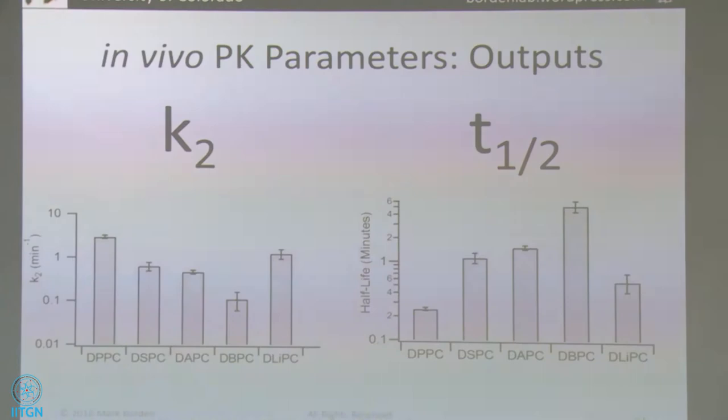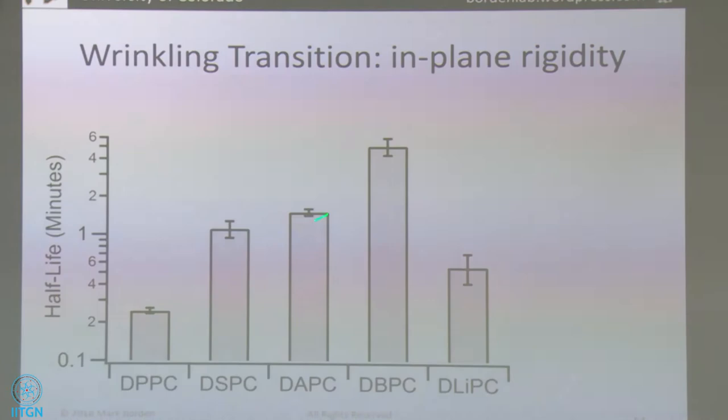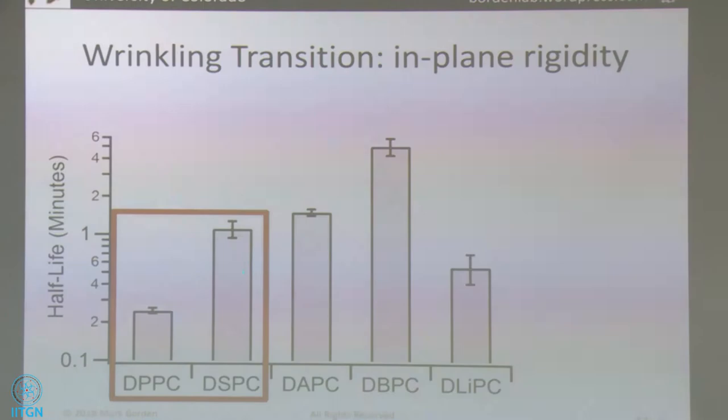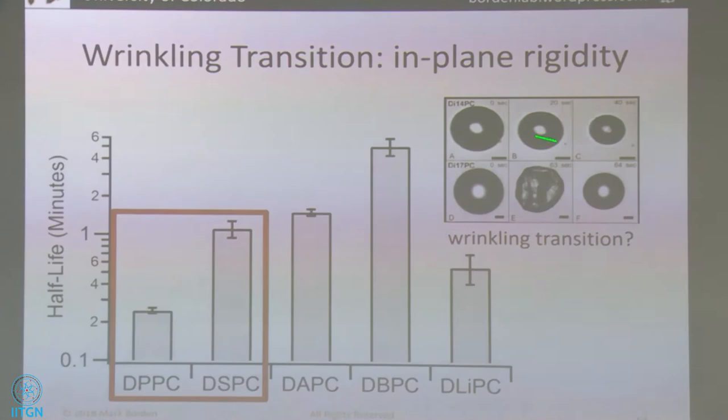Here's the elimination. You can see that the elimination rate is decreasing. That's a log scale. It decreases, and then it goes up again for this shell. You can also, from this model, look at the half-life, so you can see the half-life is increasing, and then it drops again for DPPC. Again, that's a log scale. So half-life increases and then drops. There, you see a pretty big increase from DPPC to DSPC, and we attribute that to this difference in shell rigidity between DPPC and DSPC.